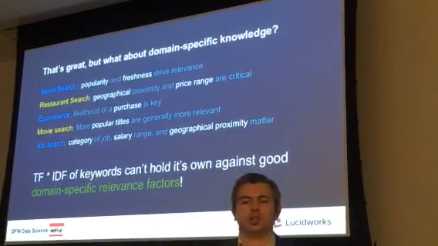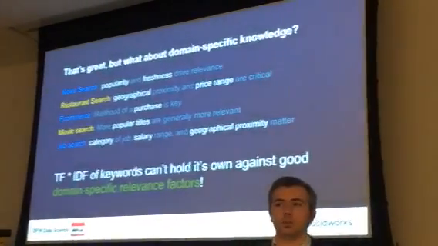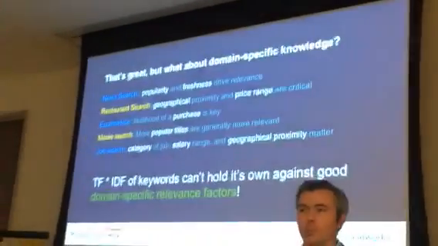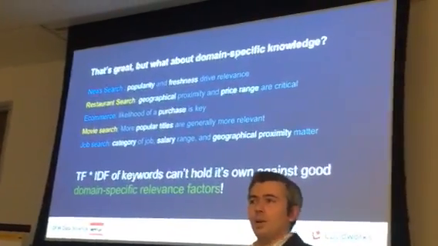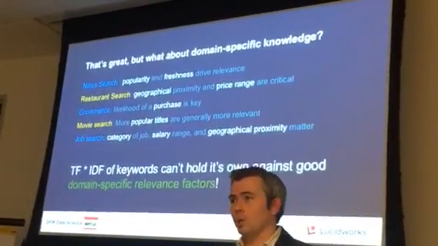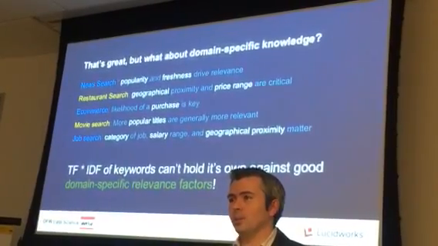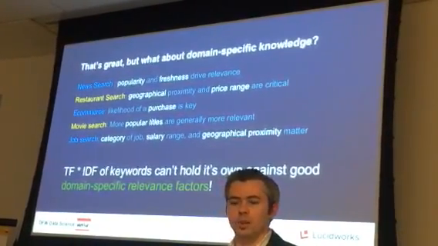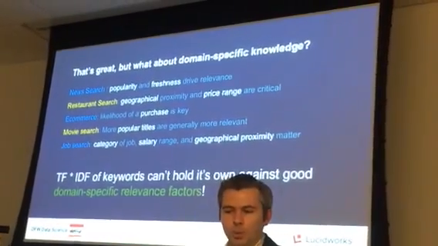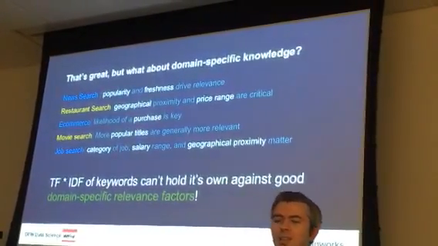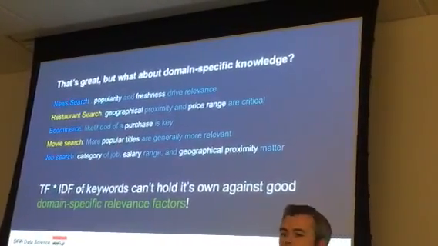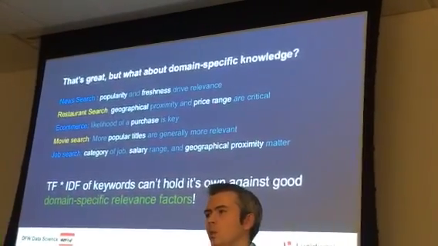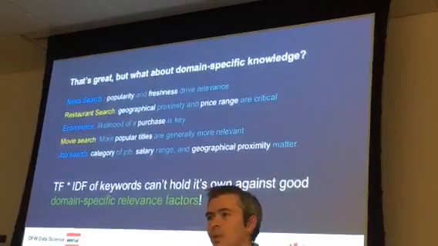For a movie search, more popular titles. A lot of movies actually have the same title for some odd reason. You probably want the popular one or the one that's in the theater now. If I search for Star Wars, I probably want Rogue One if I'm searching right now on a movie website, not an older version. So, popular titles are more important. For job search, things like the category the job is within, the salary range, and geographical proximity matter. If you recommend a job to me where I'm making $10,000 a year, I'm probably not going to take it.